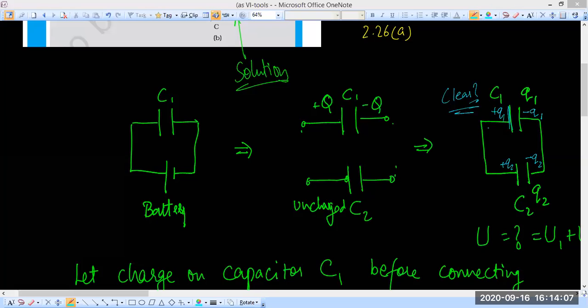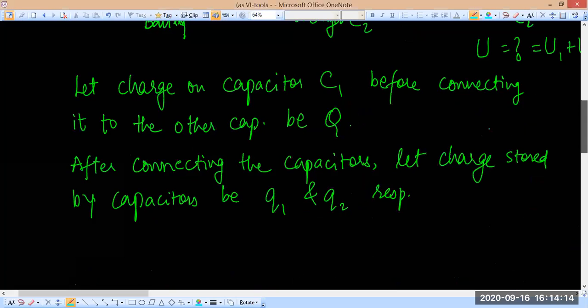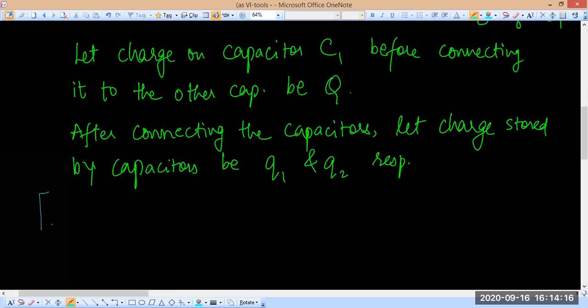So now, what's going to happen? Have a look at this. I'm writing a step that you don't need to put. This is just for your information, okay? This step is just for your information.